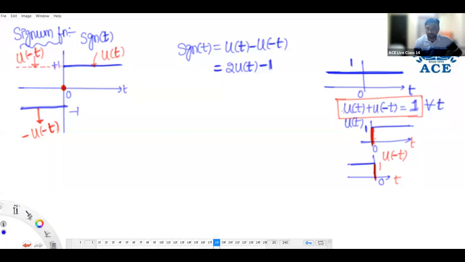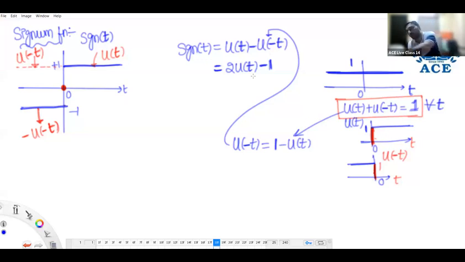Anyway, from this expression, u(-t) is 1 minus u(t). Just replace here. Directly, if you substitute 1 minus u(t) in place of u(-t), we are getting the second term, 2u(t) minus 1. For the signum function, two formulas are correct: one formula is u(t) minus u(-t), another formula is 2u(t) minus 1.